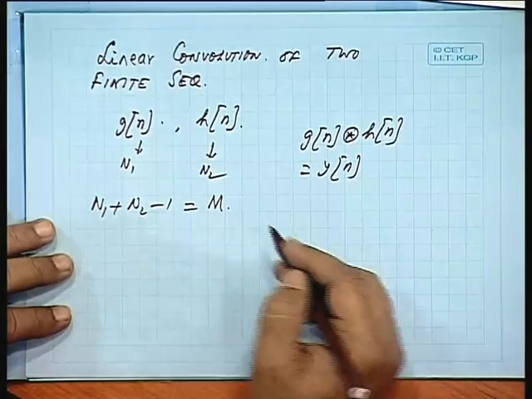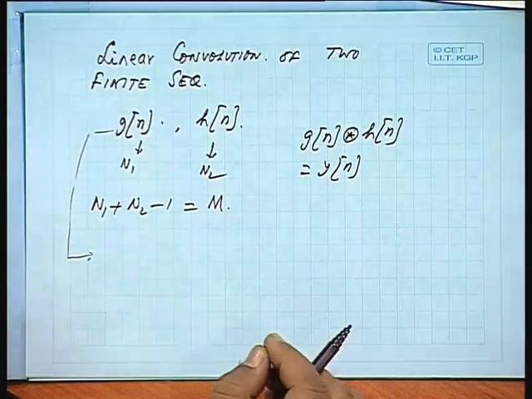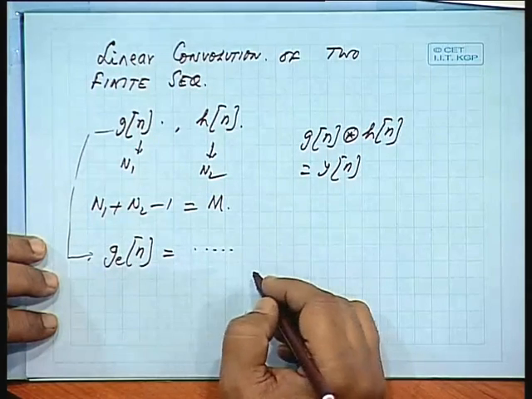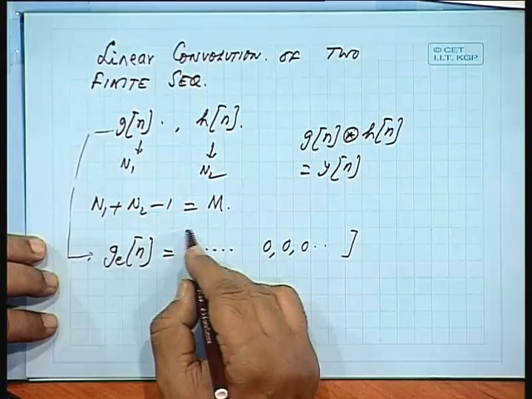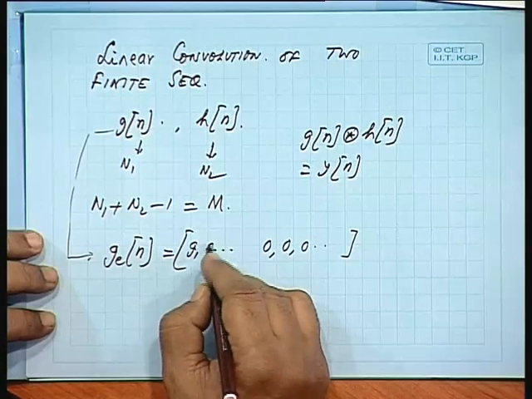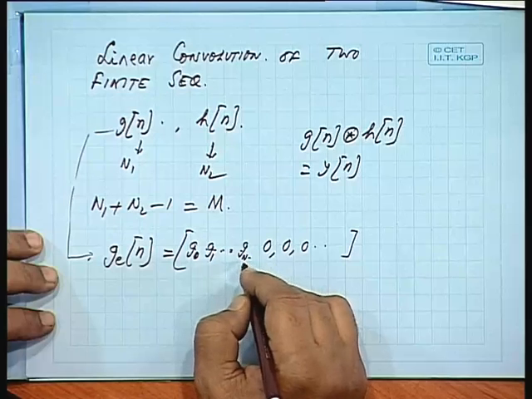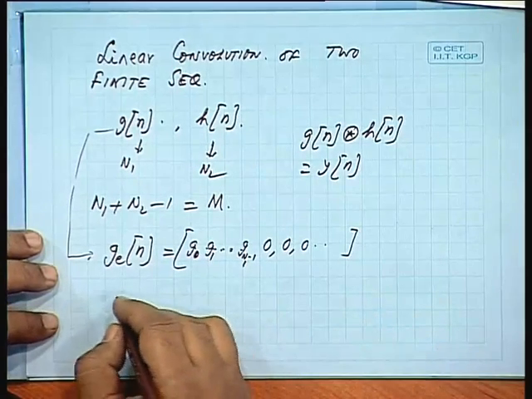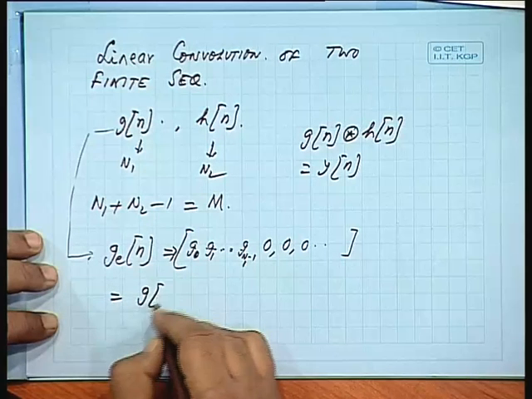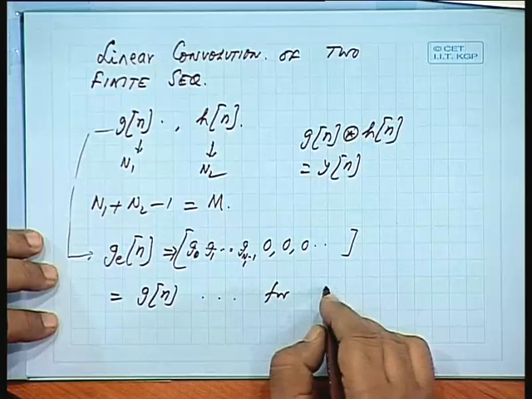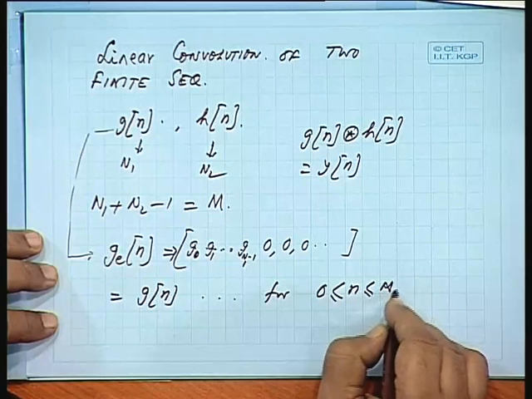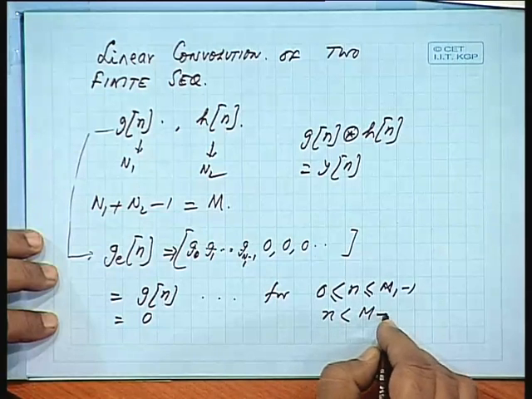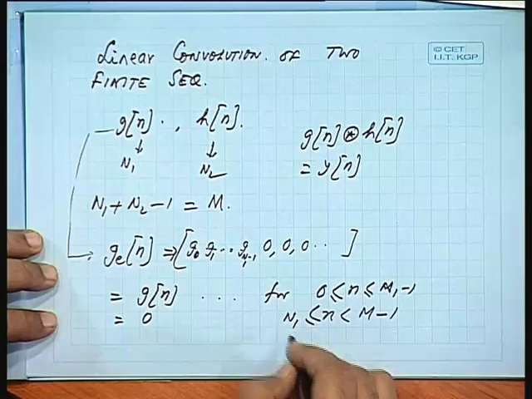All right. So, there is a very simple technique. g[n], you stretch it to some extended sequence g_e[n], which will be the first n1 points, g0, g1, g2, etcetera, up to g[n1 minus 1], and then padded with zeros, 0, 0, 0, up to m points. The total number of points is m. So, I will define this g_e[n] as equal to g[n] for 0 ≤ n ≤ n1 minus 1, and equal to 0 for n1 ≤ n ≤ m minus 1.